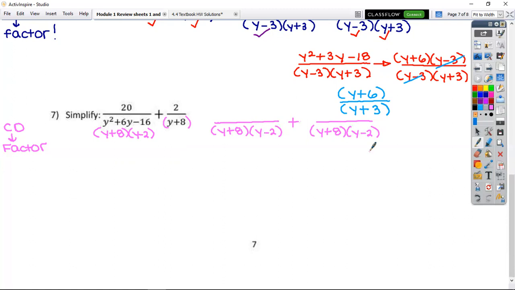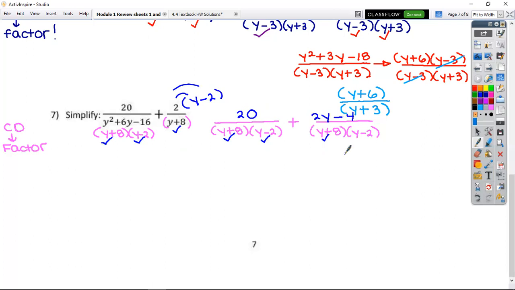You're going to multiply by what you're missing if necessary. So I compare these. It has that one. It has that one. So the 20 doesn't get multiplied by anything. That one's set. The next one has y plus 8. But what one does it need? y minus 2. And then you're going to distribute this. So I am left with a 2y minus 4.